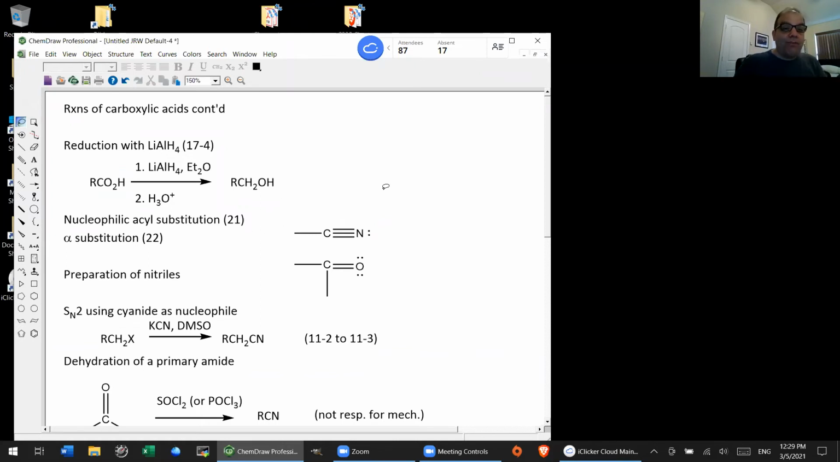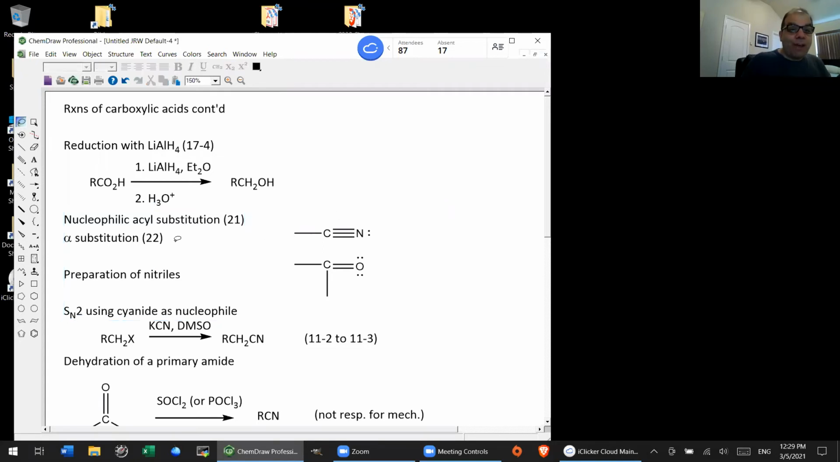Others that we don't quite know yet, but I want to point ahead to future chapters. In chapter 21, we're going to learn about nucleophilic acyl substitution reactions, which carboxylic acids are subject to. We'll learn about Fischer esterification, for instance. There's another way of making esters from carboxylic acids that's, if anything, much more commonly used than the one we had on the last page.